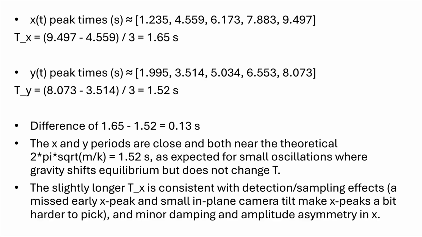The x and y periods are close, both near the theoretical 2 pi square root m upon k, which is equal to 1.52 seconds in our case, as expected for small oscillations where gravity shifts equilibrium but does not change T. The slightly longer Tx is consistent with detection or sampling effects. A missed early x peak and small camera tilt makes x peaks a bit harder to pick, and minor damping and amplitude asymmetry in x.